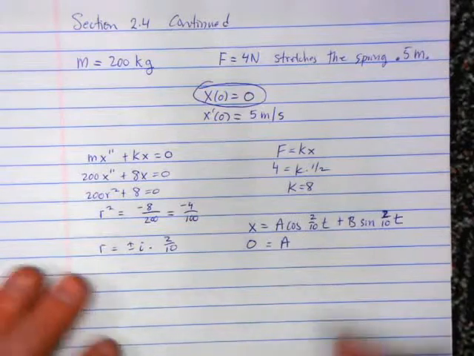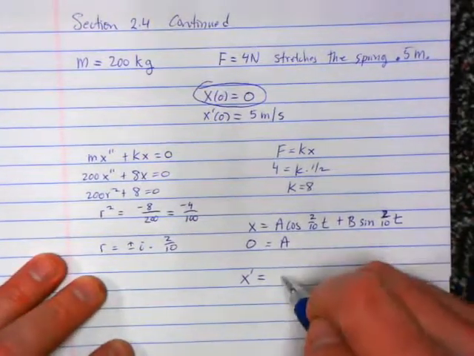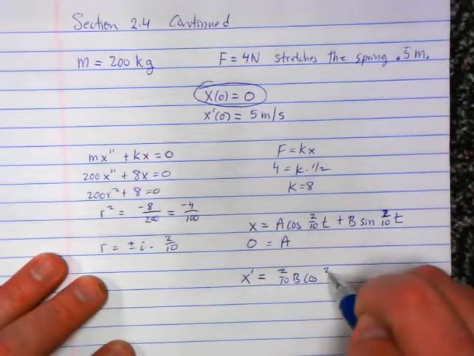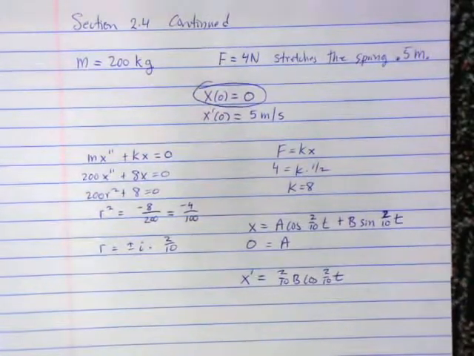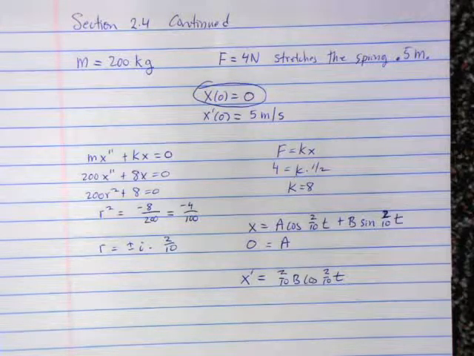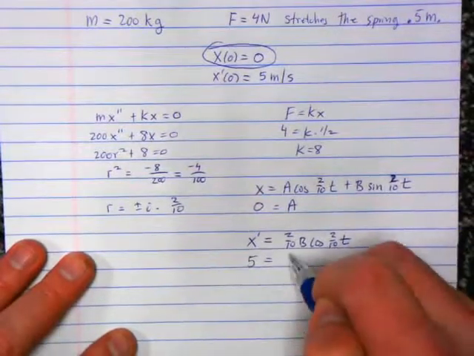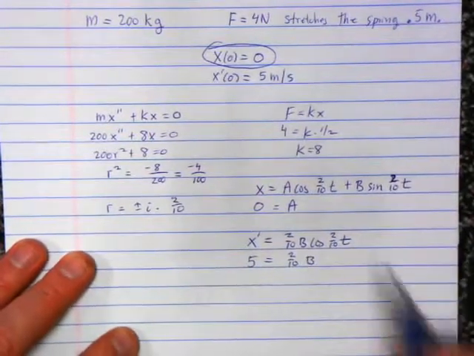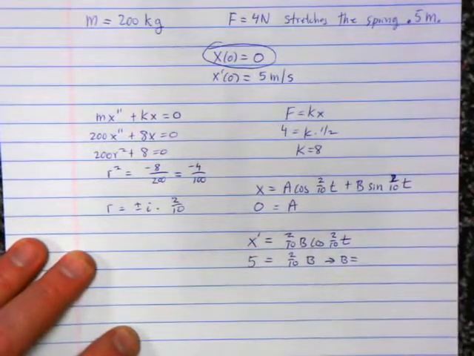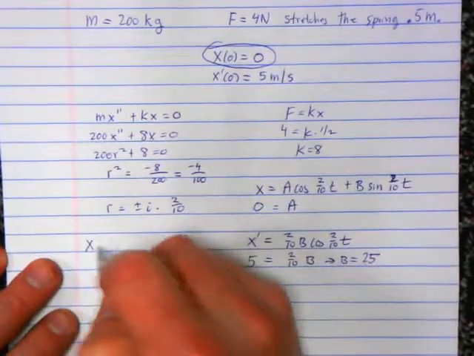All right, so I find the derivative. X prime is 2/10 B cosine of 2/10 t. And I can forget about the A cosine because A is 0, that one's 0, it's gone. Plug in this initial condition 5 equals 2/10 times B because cosine of 0 is 1, which says B is 25. So here's my answer.